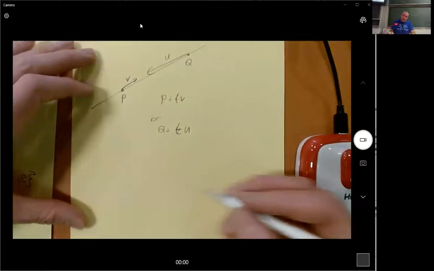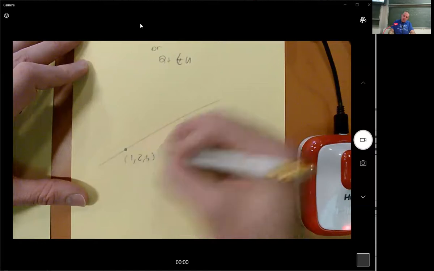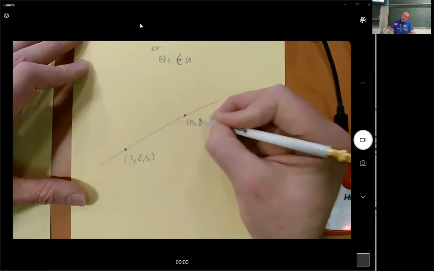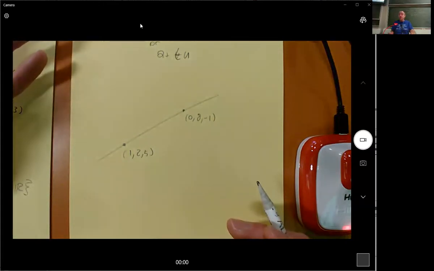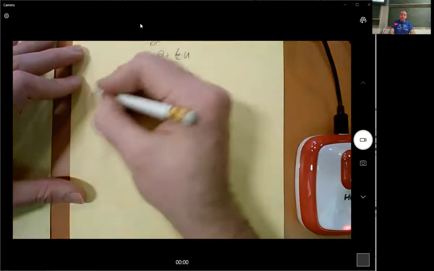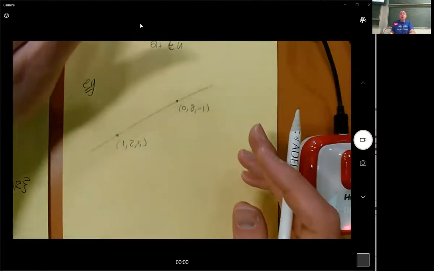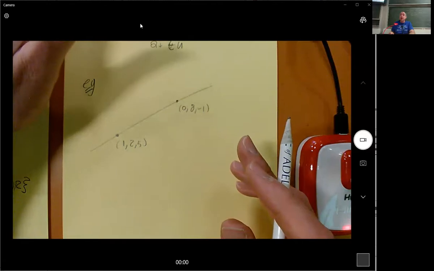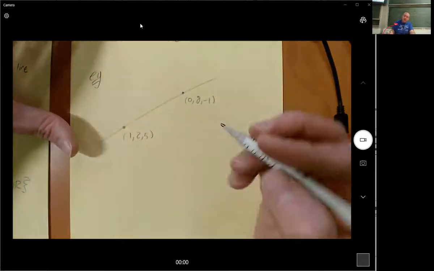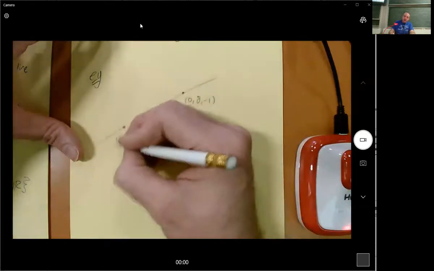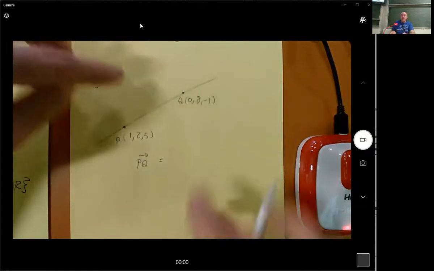So let me just do a proper example. If I had a line that joined the points 1, 2, 5, and 0, 8, minus 1, there's lots of choices for how I could create the vector version of that line. I know that any 2 points do make a straight line, but all I need to create the vector form is a starting point and a journey. And so I know that the journey from this point to this point, I shall call this P and this Q. The journey from P to Q is the end minus the beginning.